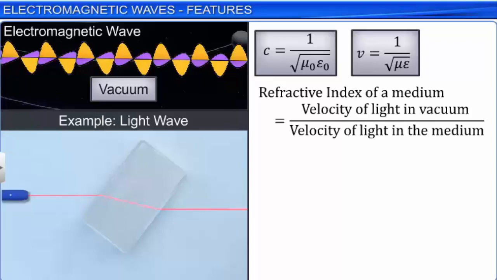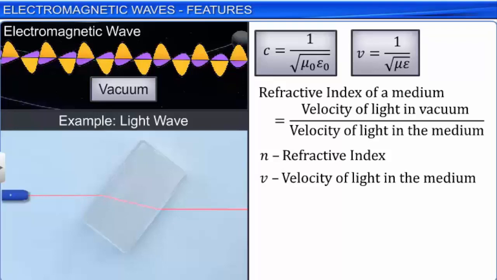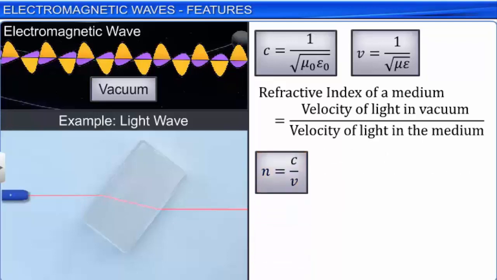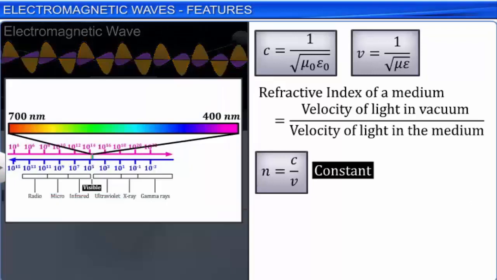Consider n as the refractive index of a medium, v as the velocity of light in the medium, and c as the velocity of light in vacuum. Then, the refractive index n is equal to c by v. In vacuum, the velocity of electromagnetic waves is a constant. Even for electromagnetic waves of different wavelengths, the velocity is the same. Its value is 3 × 10⁸ meter per second.